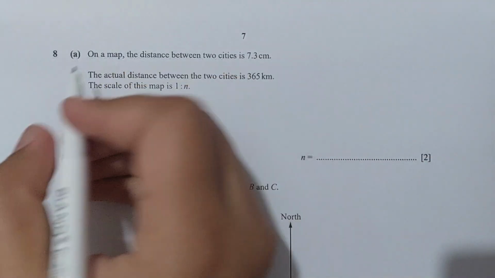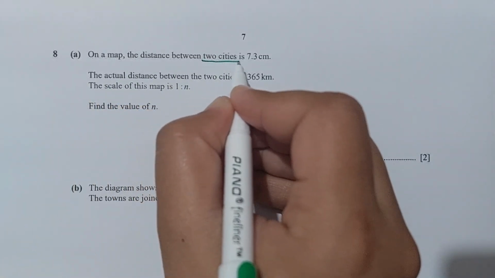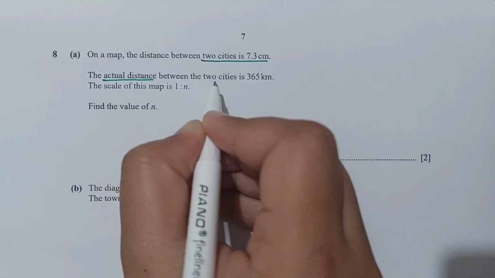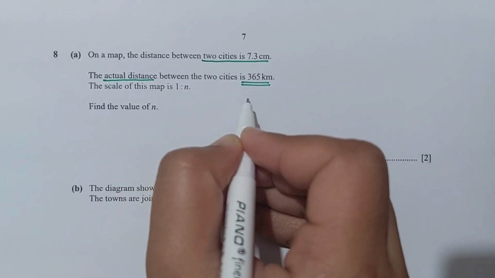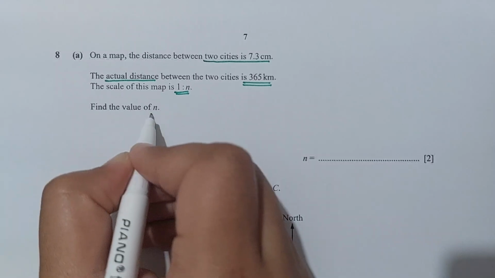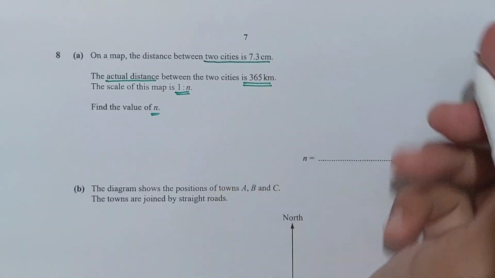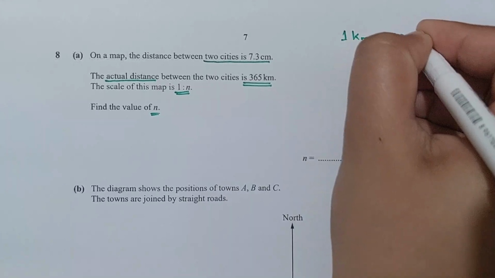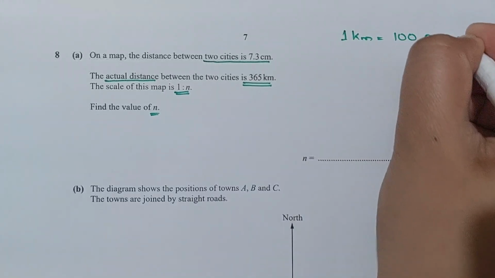Question number 8, part A. On the map, the distance between two cities is 7.3 centimeters. The actual distance between the two cities is 365 kilometers. The scale of this map is 1:n. Find the value of n. Centimeters and kilometers. We know that 1 kilometer is equal to 100,000 centimeters.